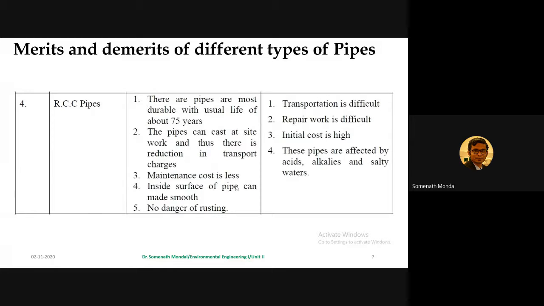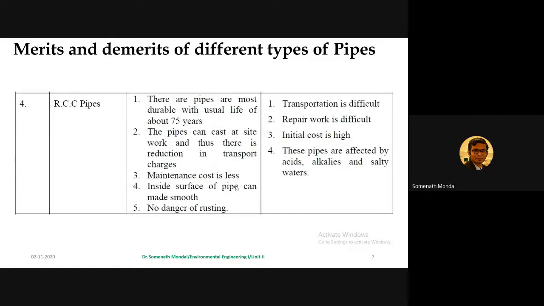Another important advantage is that due to their heavy weight, the problem of flotation is not there when they are empty. So that is also a very important thing. The stability can be maintained while water is not passing through, during the dry period. On the other hand, transportation is obviously difficult, and in case of RCC pipes, we don't plan to transport them. If we plan to, then it's a real difficult task.